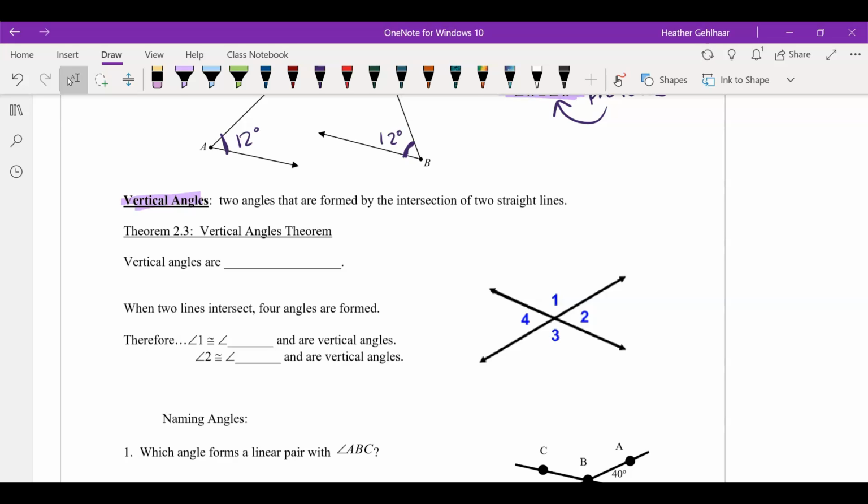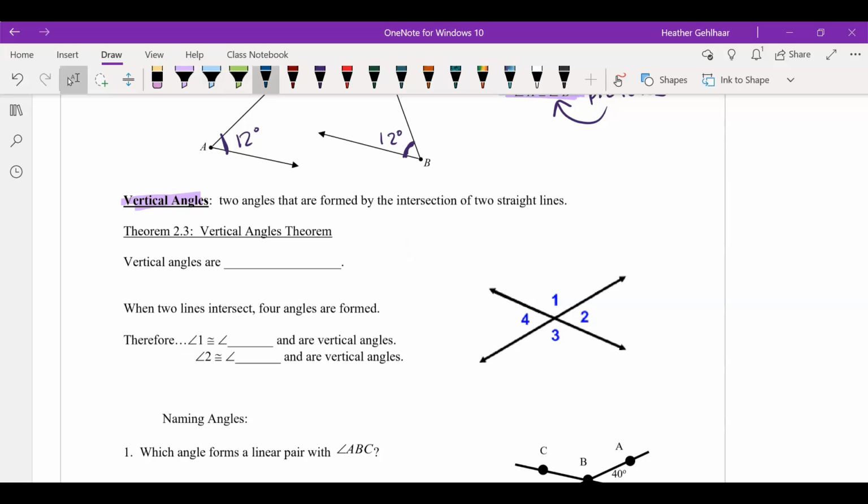Okay, so we have here vertical angles. Vertical angles are one of your BFFs. So you actually have three BFFs, and we only have two of them right now. One of our BFFs is vertical angles, and the other is our linear pair. These are going to be ones where when you get stuck in a problem and you don't know where to go, it's probably one of your BFFs, vertical angles or linear pair.